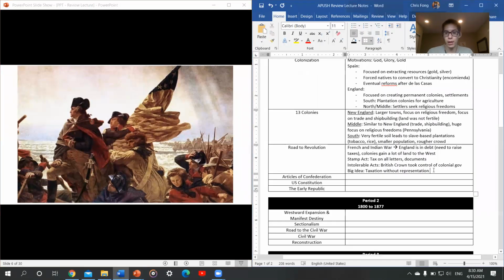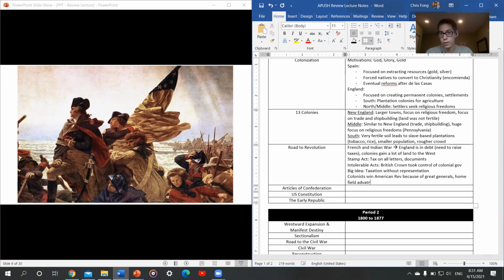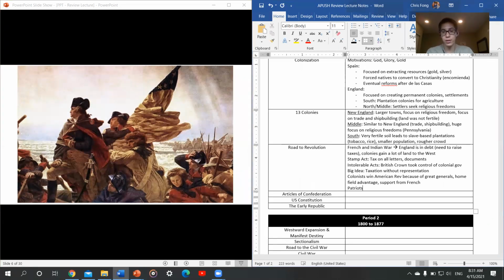So I might say something like the colonists win the American Revolution because of great generals, home field advantage, and support from the French. And then I'm just going to throw this term here, patriots versus loyalists. Patriots were people fighting for independence. Loyalists were still loyal to the crown. So you might want to know kind of where some of those different people were from.